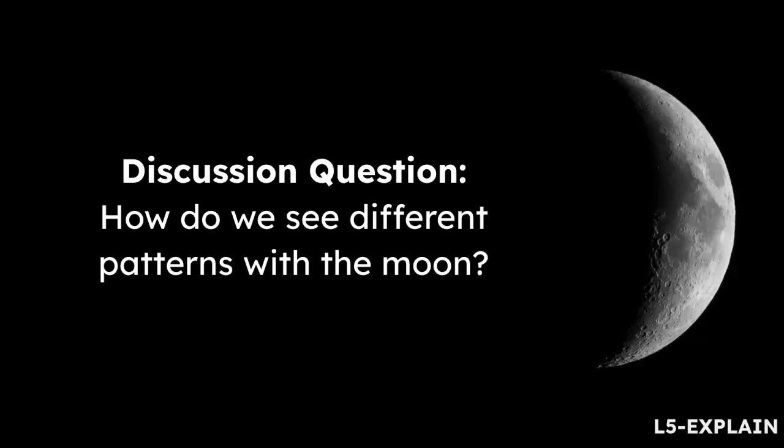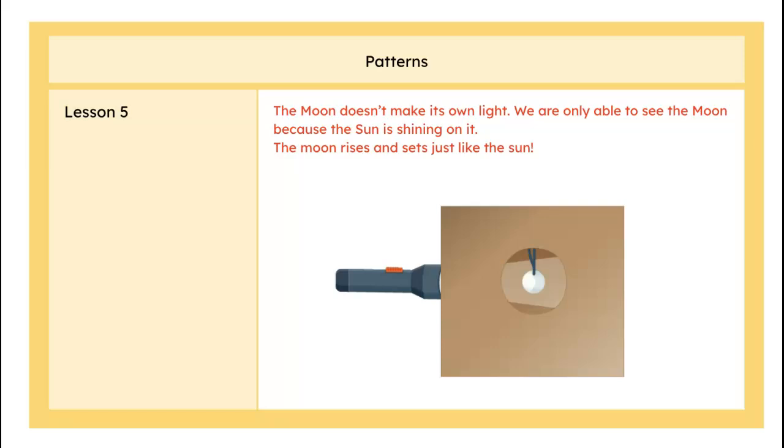For the Explain portion, you'll invite students to gather in a circle to analyze and interpret their observations about how they can see the moon. You'll use the provided questions to guide the discussion around the question, how do we see different patterns with the moon? The goal of this class discussion is to identify the relationship between the moon and the sun. You'll use the discussion to add to the Unit 7 pattern chart.